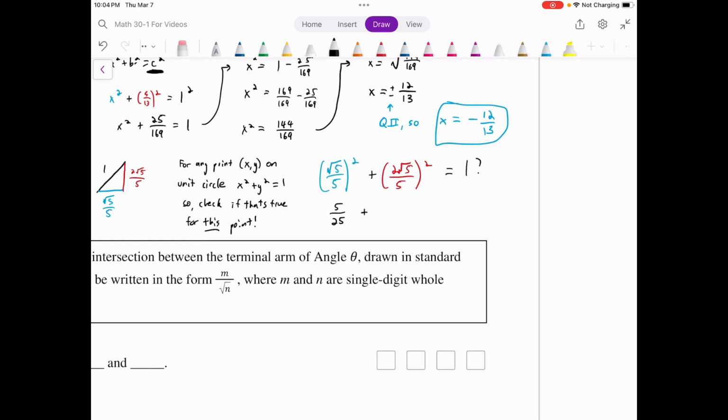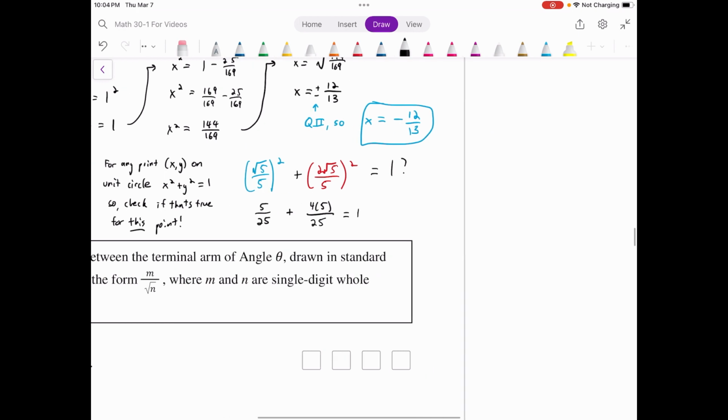And then 2 root 5 squared, well, that's 2 squared is 4, and root 5 squared is 5, right? Just multiplying 2 root 5 by itself. The 2 times 2 is 4. The root 5 times root 5 is 5. We can simplify. Over 5 squared, which is 25. Does that equal 1?